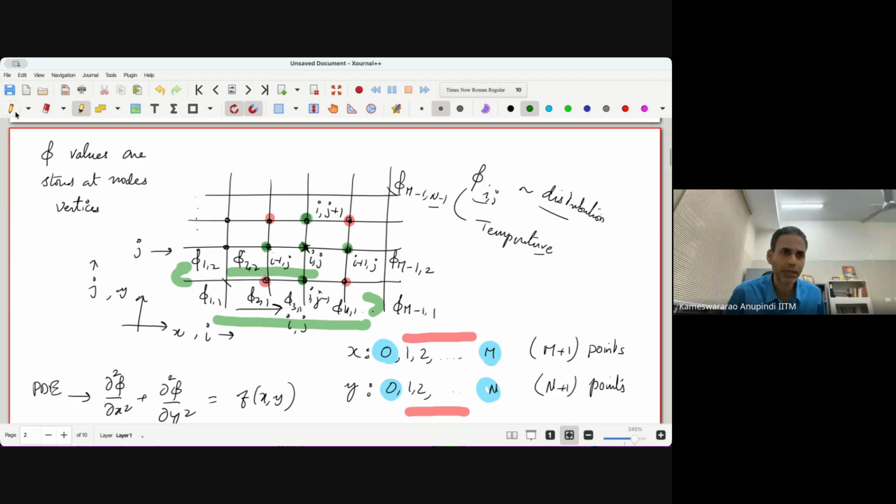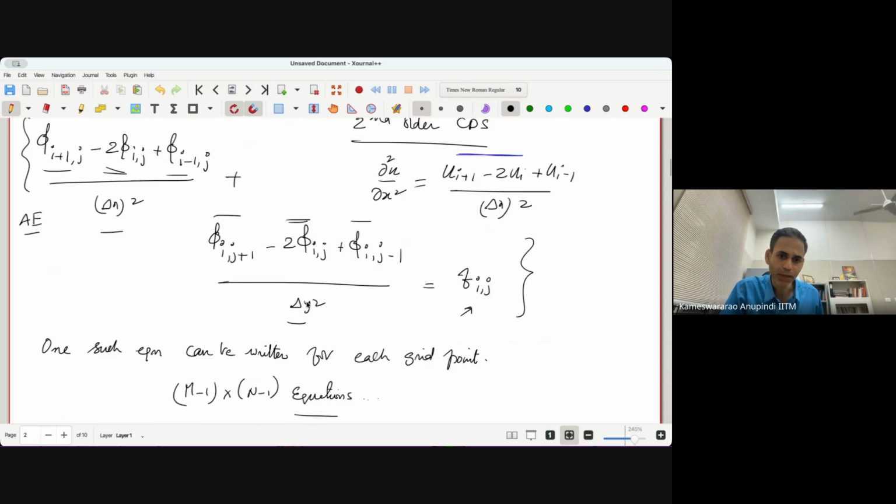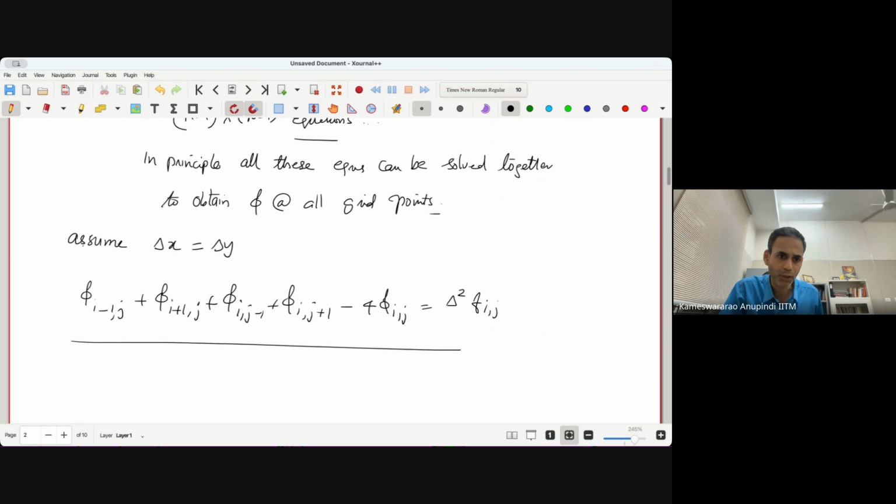So if that is the case, we can write all these coefficients as the coefficients in the matrix, and that matrix A multiplies the phi. Phi is the unknown vector, and you have something on the right hand side. That right hand side is your delta square Fij. So we can put it in matrix form as A times phi equals right hand side B. That is how we can write it.